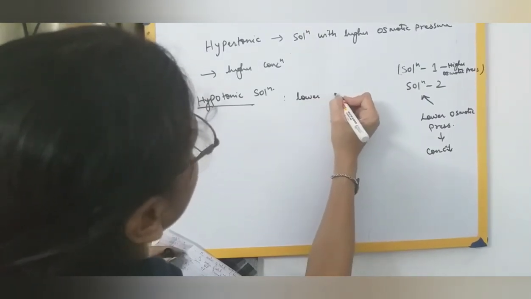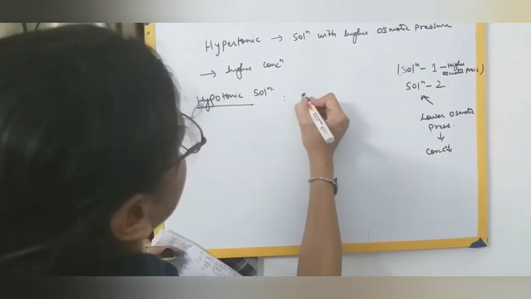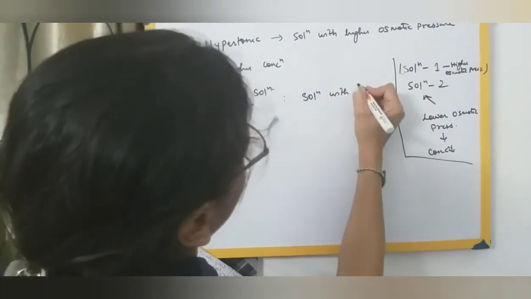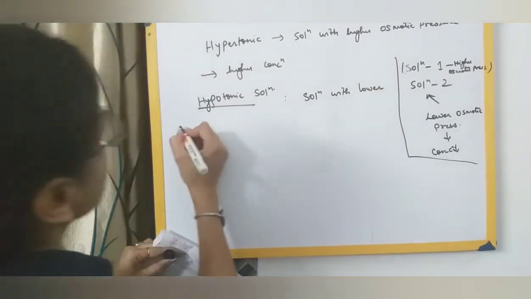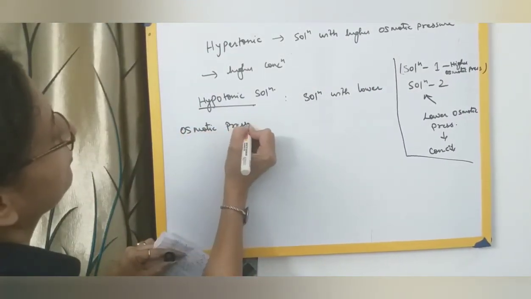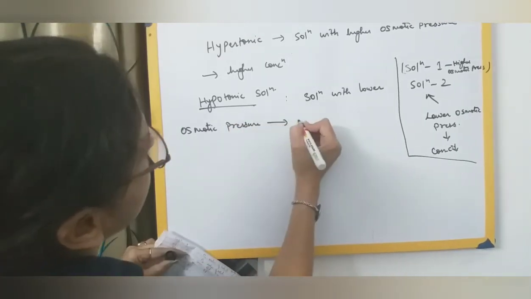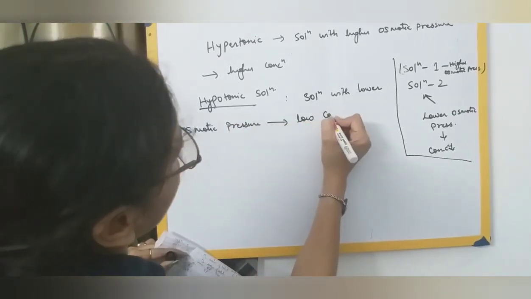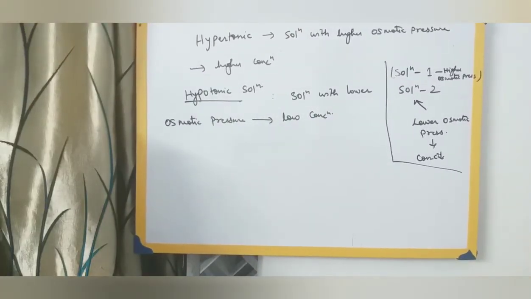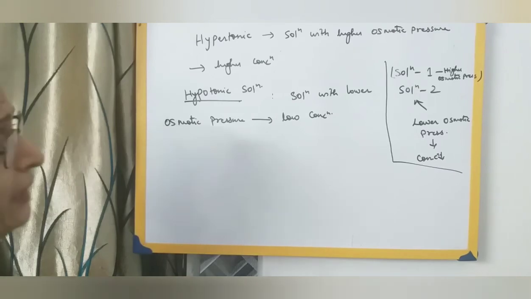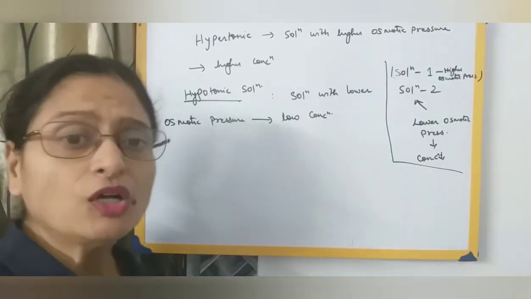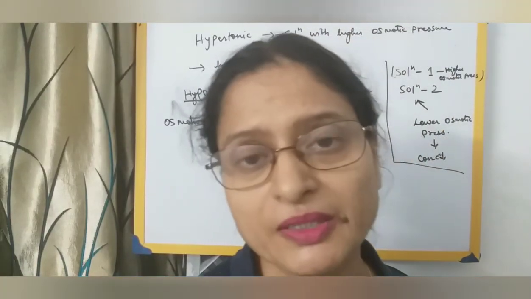So we can say a solution with lower osmotic pressure will obviously have a low concentration. Such a solution we call a hypotonic solution. As compared to the other solution, the concentration will be less. So we stop over here. We'll proceed further. Thank you.